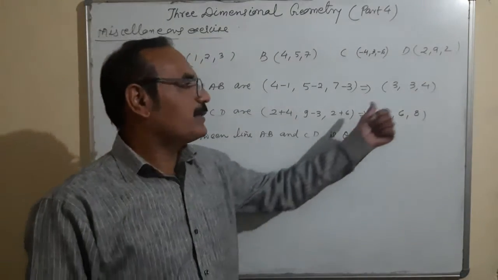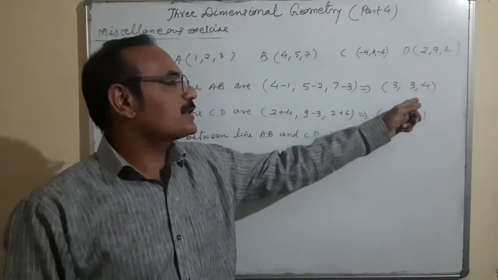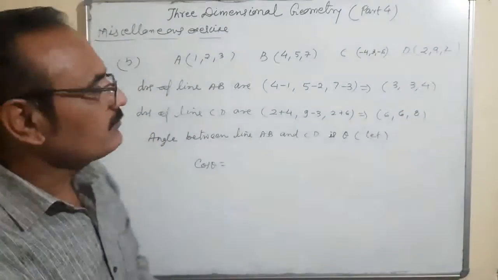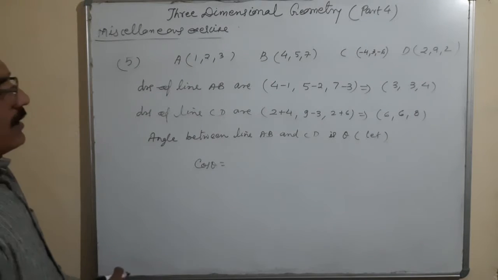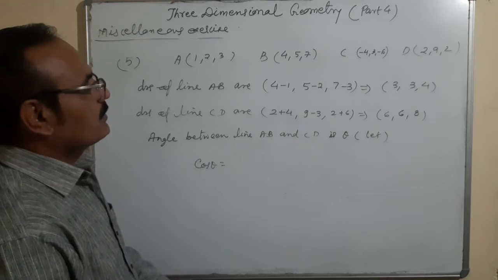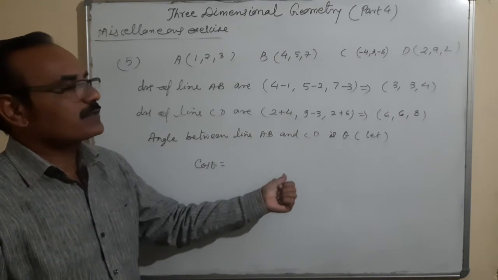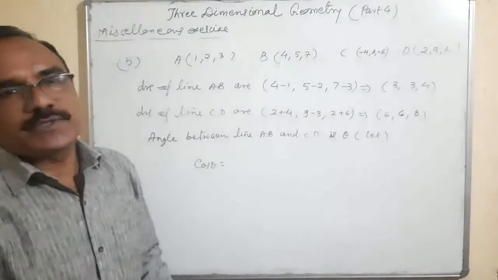How to find the angle between these two lines? Cos theta is equal to (A1 A2 plus B1 B2 plus C1 C2) upon under root A1 square plus B1 square plus C1 square, under root A2 square plus B2 square plus C2 square. Is it okay?